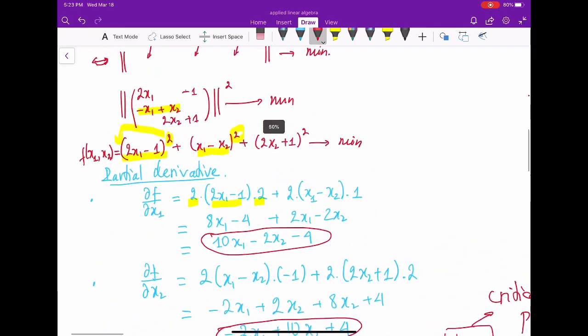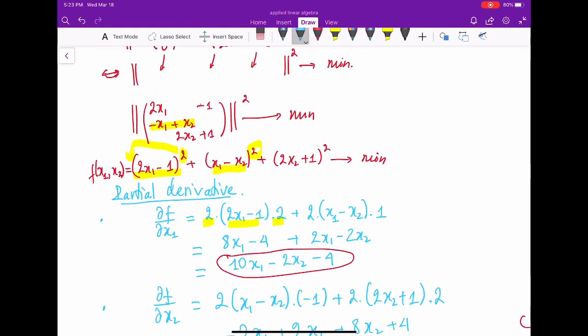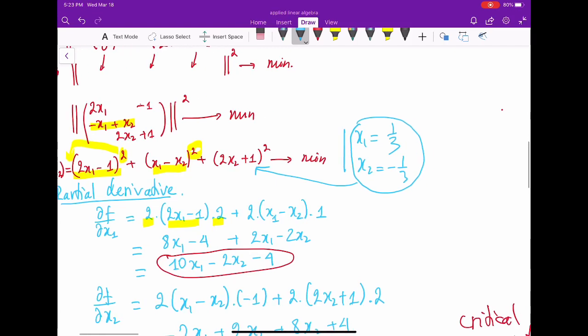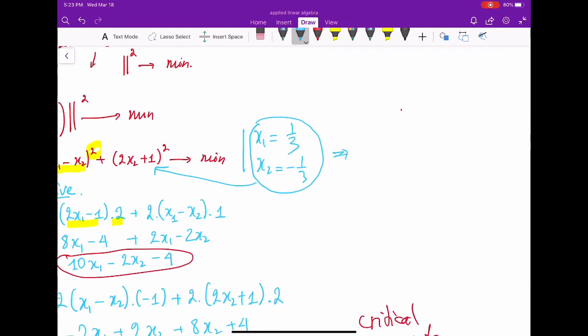And once we found that x1 is 1/3 and x2 is negative 1/3, we can plug x1 and x2 into this function to find the minimum value. And what are x1 and x2? Actually, x1 and x2 make up x star. This is 1/3 and negative 1/3. That's how we can use calculus to solve this problem.